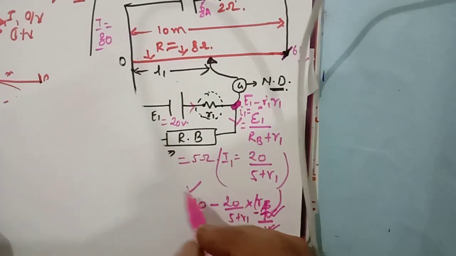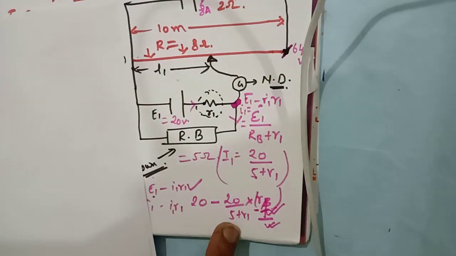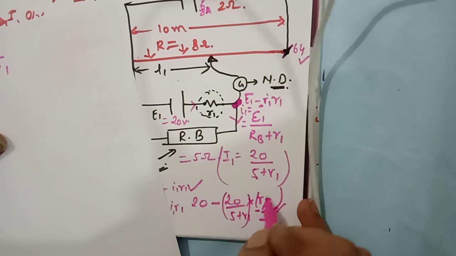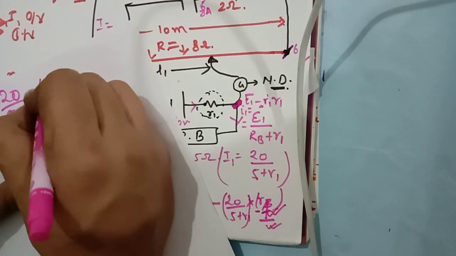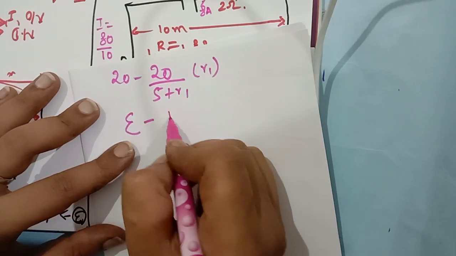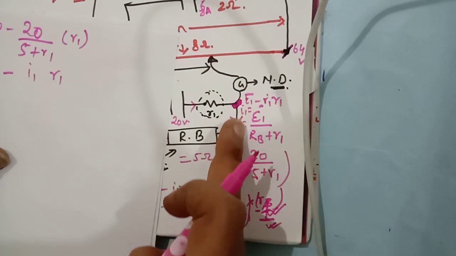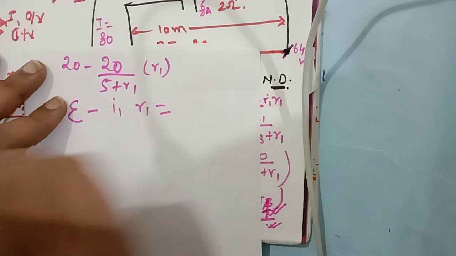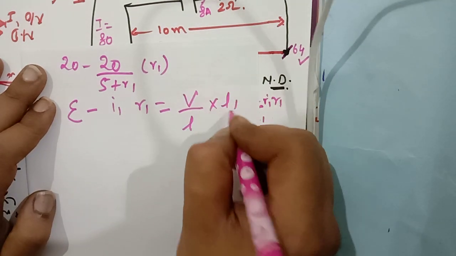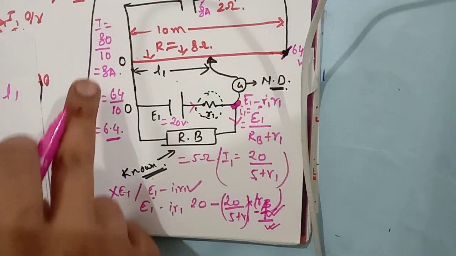So this E minus IR, what is this? 20 minus 20 by 5 plus R1. This is I1 and it is R1, right? This is the equation. This is E minus I1 R1. What is I1? Current through this circuit, right? It should be equal to what? It should be equal to V by L into L1, right? What is V? We have calculated what V by L is.